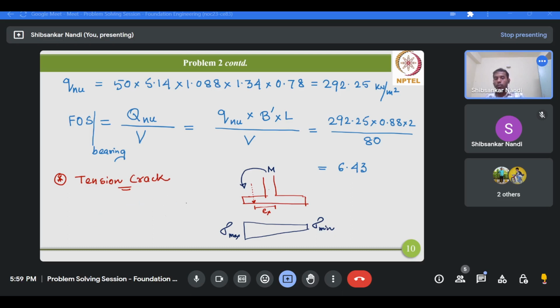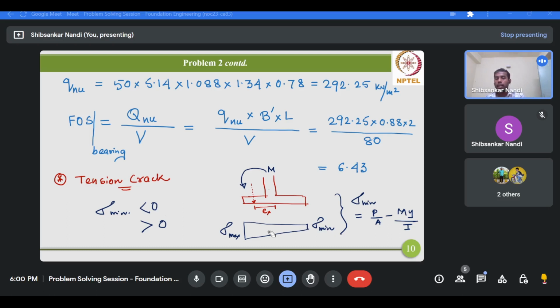Now what about this sigma min? You need to be very careful that this sigma min should never be less than 0. It should always be positive. Why? Because there is a chance this sigma min can be negative. This is P by A minus My by I. So in some specific circumstances, you can experience a negative value of sigma min.